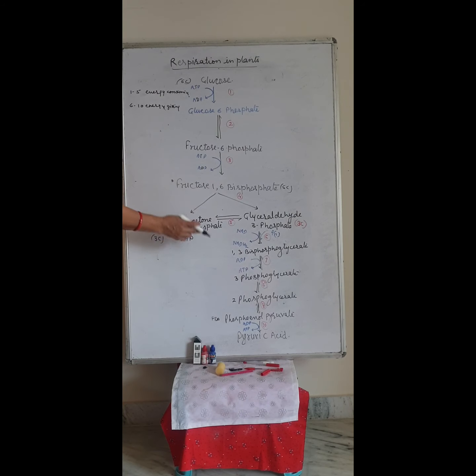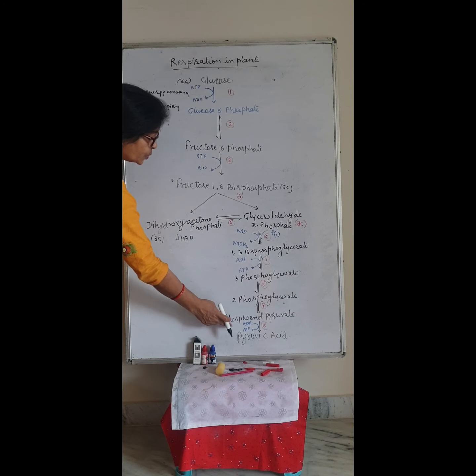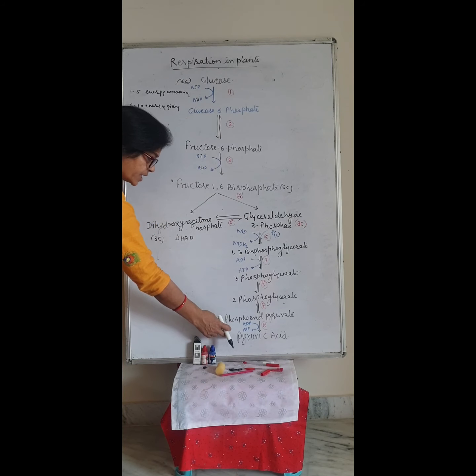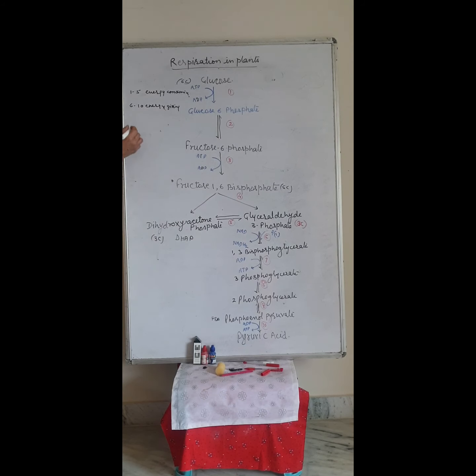The dihydroxyacetone is converted into this and again 1 pyruvic acid is formed. So the total sum of what we get after glycolysis: number 1, 2 pyruvic acid. The 1 glyceraldehyde is converted into pyruvic acid and the DHAP is converted into this one, and the same reactions go on, and 1 pyruvic acid is also formed. So total 2 pyruvic acid are formed from glycolysis.